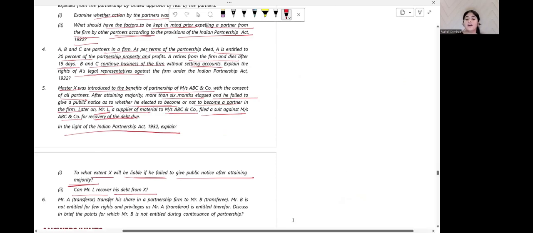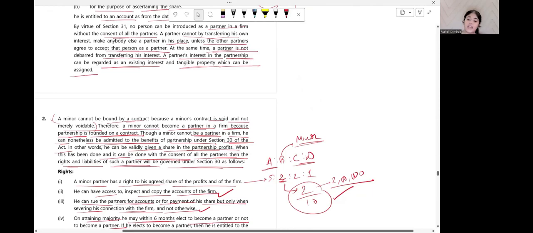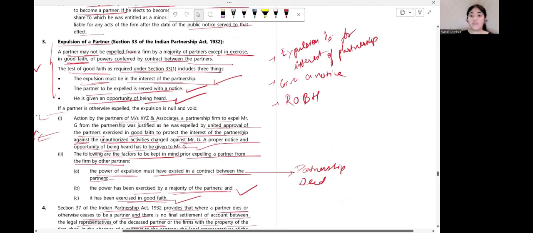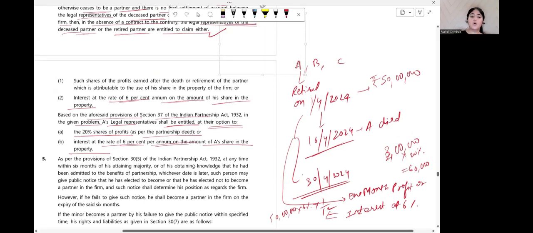Now, here he has not given the notice within the 6 months time period, right? He has to give a public notice. If he wants to join, he will say, I want to join as the partner. If he doesn't want to join, that also is to be indicated. But now this Mr. X has not indicated anything. So let's see what the provision says.